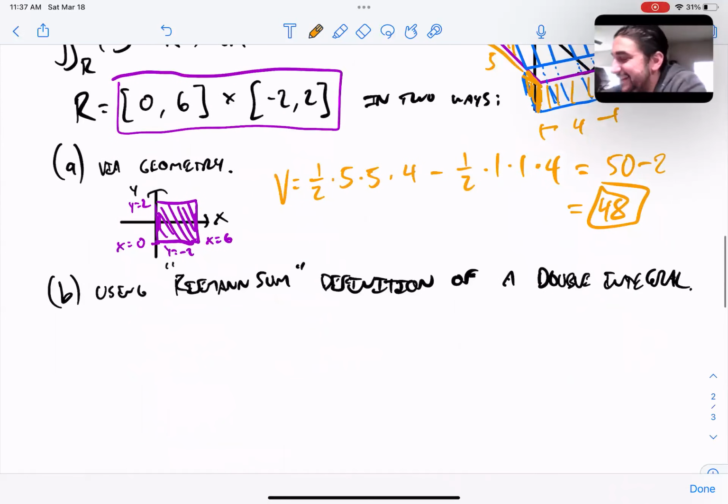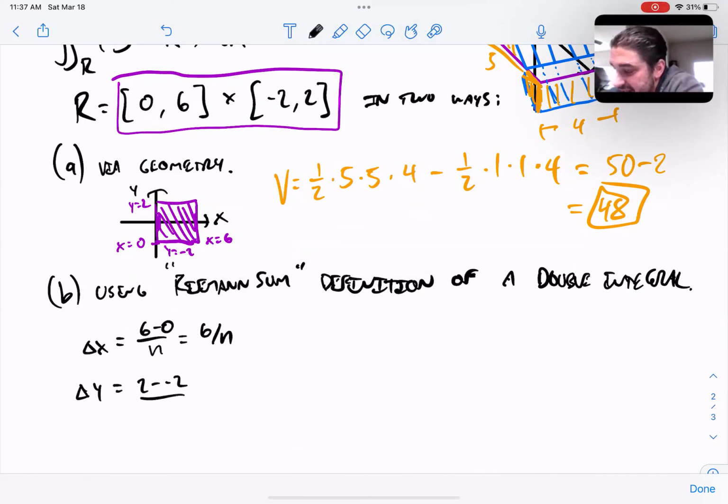Riemann sum definition of a double integral. Let's do it. So what's our delta x? What's our delta y? You might remember from Calc 1 that this is exactly where you start when you're using the Riemann sum definition, right? You start by calculating delta x and delta y. And here it looks very similar. You're just going to do it twice, right?